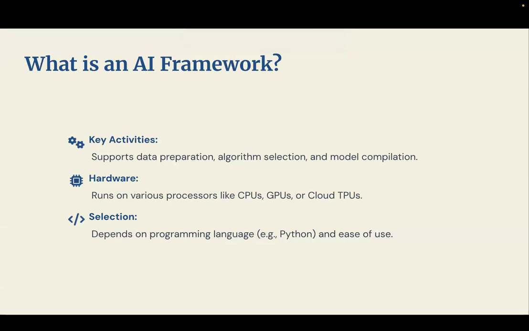Yes, the model compilation and everything. What a model is and everything, we'll try to understand in the third chapter, which is machine learning. But these are the things that an AI framework does. And it requires different types of hardware: CPUs, GPUs, and TPUs. CPUs means central processing units, GPUs means graphical processing units, and TPUs means tensor processing units. So there are three types of hardware these AI systems run on.